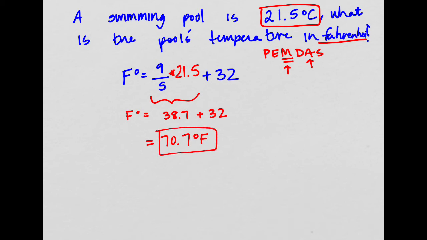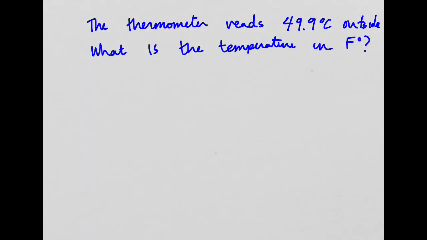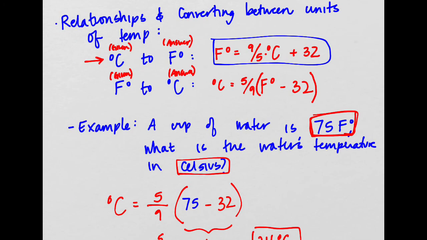Okay, let's do one more example with Fahrenheit and Celsius. On a super hot day, the thermometer reads 49.9 degrees Celsius outside. What is the temperature in Fahrenheit? We're given a value in Celsius, and we want our answer to be in Fahrenheit. So if we look up here, we're going to use the same one again, because we're given Celsius and we want to find our answer in Fahrenheit.